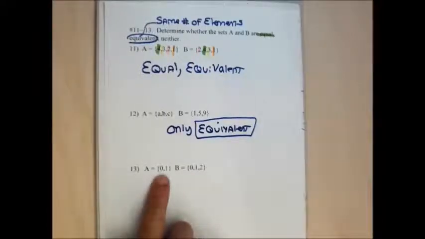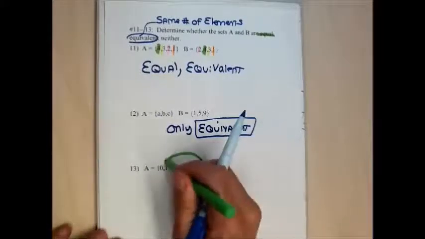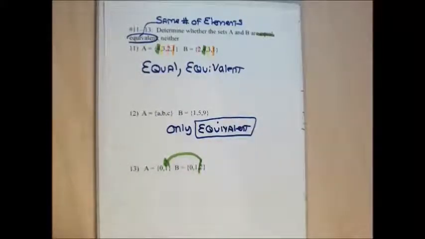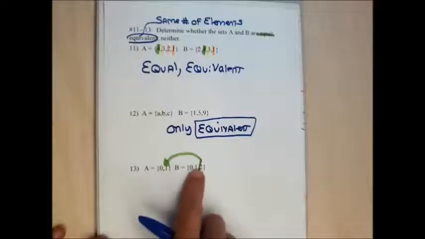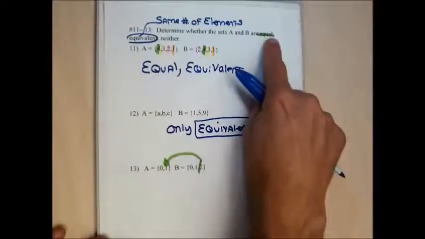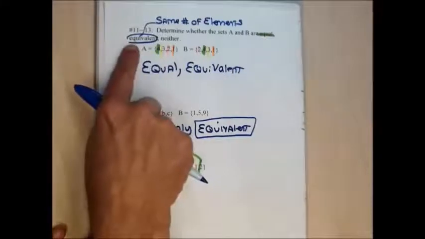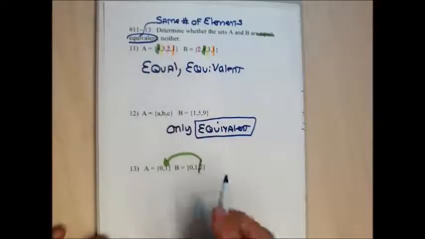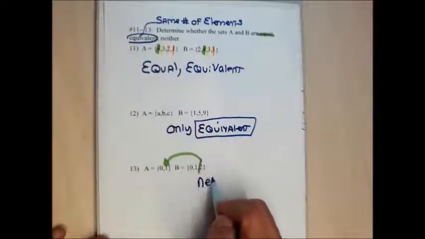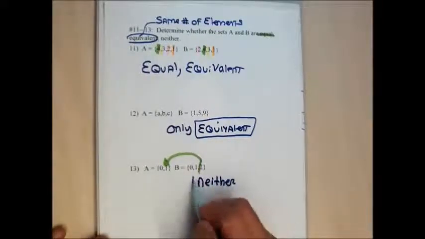And then for 13, they're not equal because B has a 2 in it, and there's no 2 in A, so they can't be equal, because to be equal, you have to have exactly the same elements. B can't have an element that A doesn't have for it to be equal. And they're not equivalent because A has 2 elements and B has 3 elements. They don't have the same number of elements. The answer to this must be they're neither equivalent nor equal. So my answer to 13 is going to be neither.